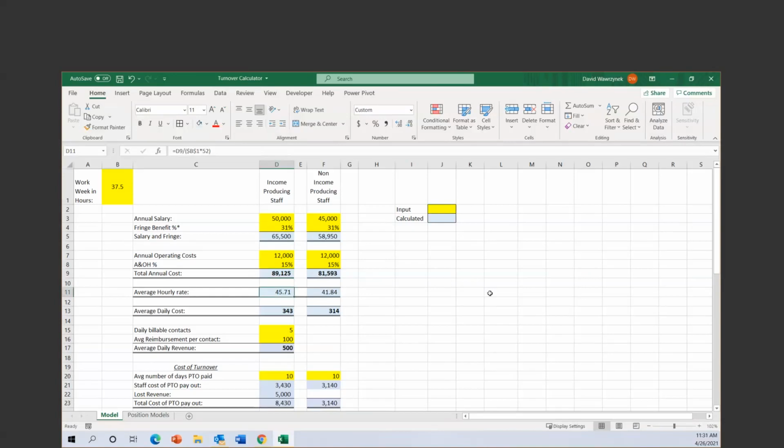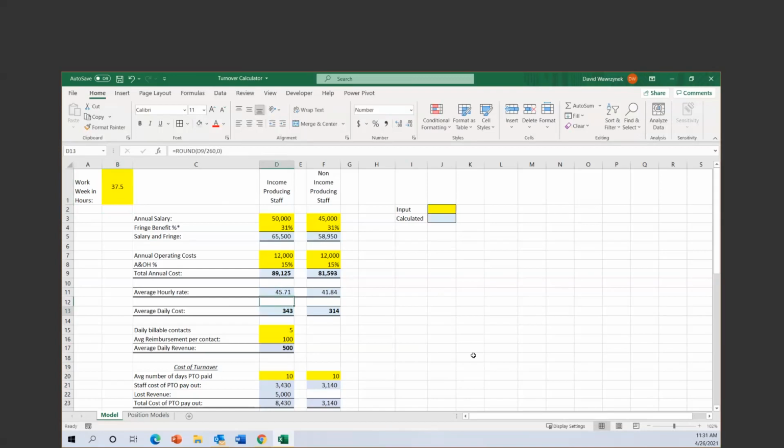And so what's the average hourly rate? Because that's going to be the number that we're going to use here. At a 37.5 hour work week, the hourly rate is $45.71. You can change any yellow parameter, or variable, and it will change the model. So what if we had a 40-hour work week? You'll see that the hourly rate went down. How about a 35-hour work week? It went up. So we really need to know what your work week is to get an accurate hourly rate.